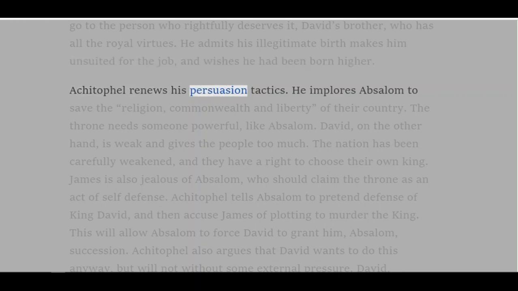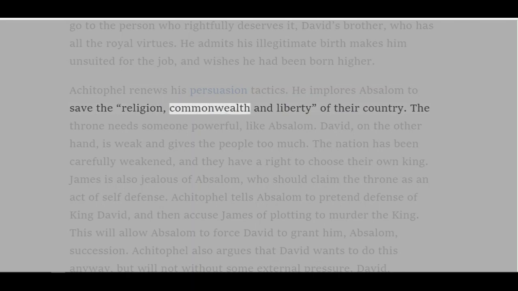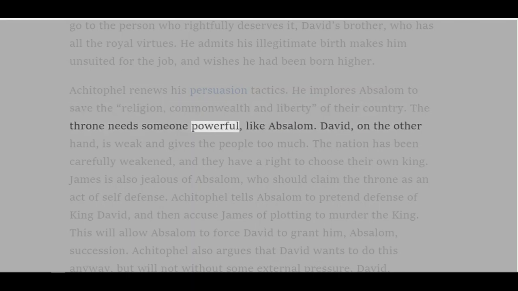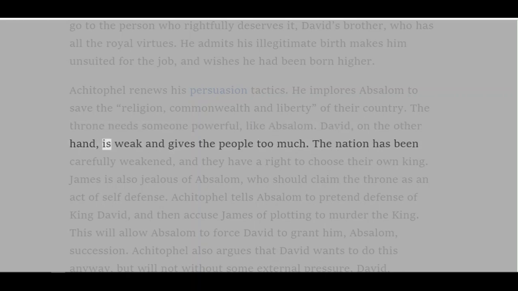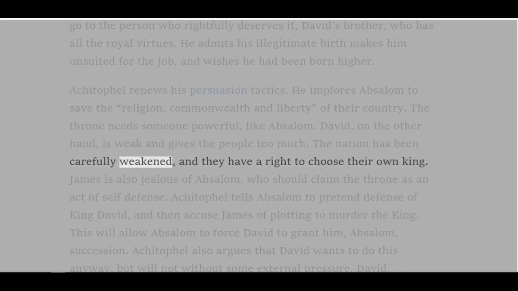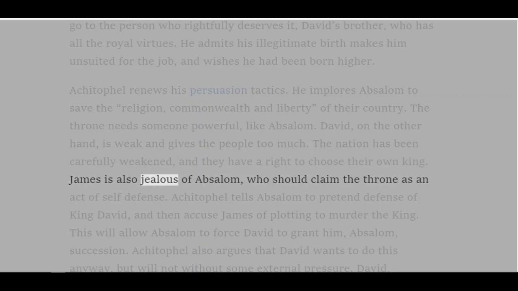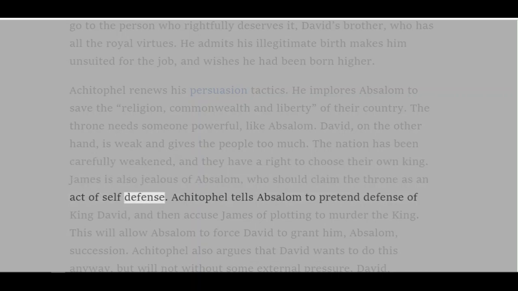Achitophel renews his persuasion tactics. He implores Absalom to save the religion, commonwealth, and liberty of their country. The throne needs someone powerful, like Absalom. David, on the other hand, is weak and gives the people too much. The nation has been carefully weakened, and they have a right to choose their own king. James is also jealous of Absalom, who should claim the throne as an act of self-defense.